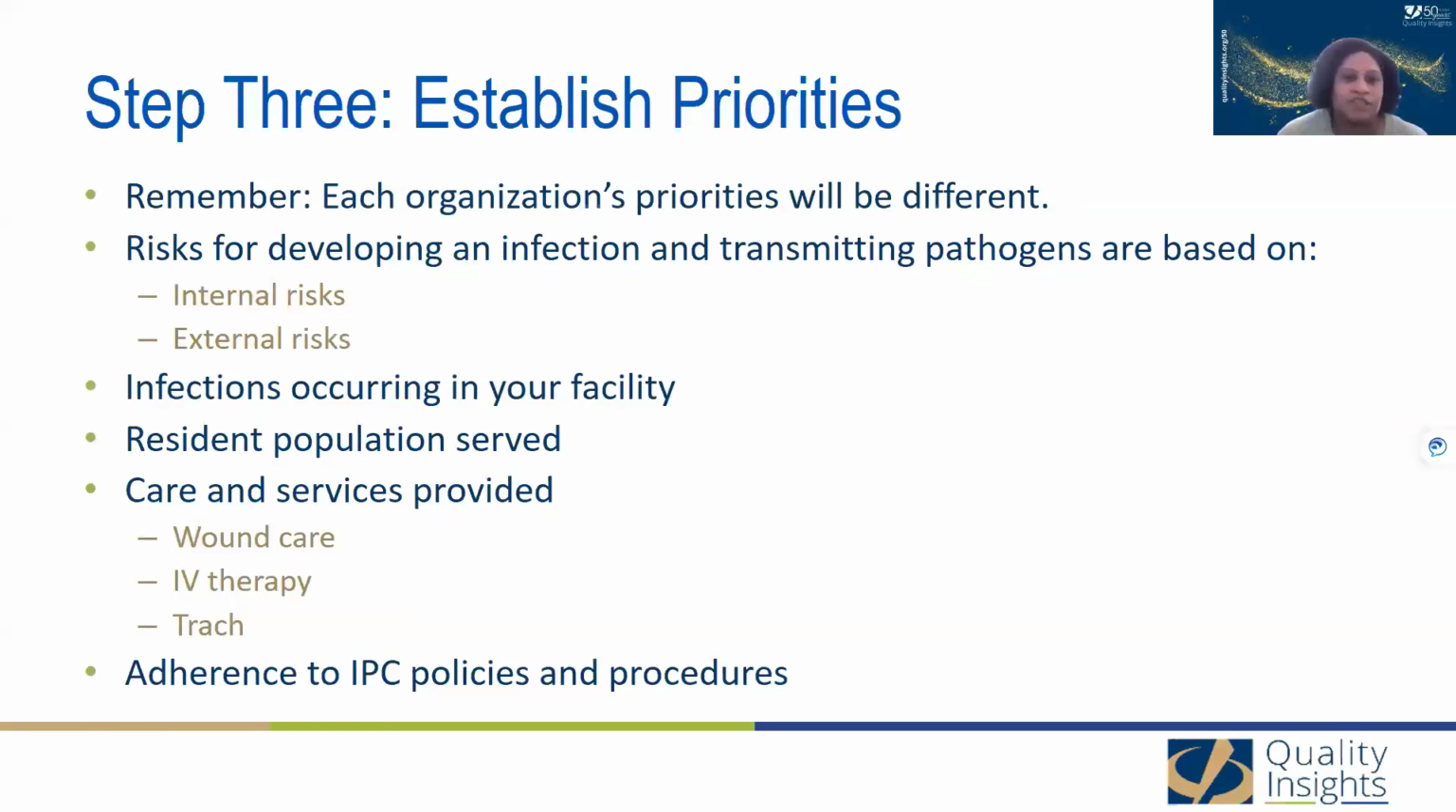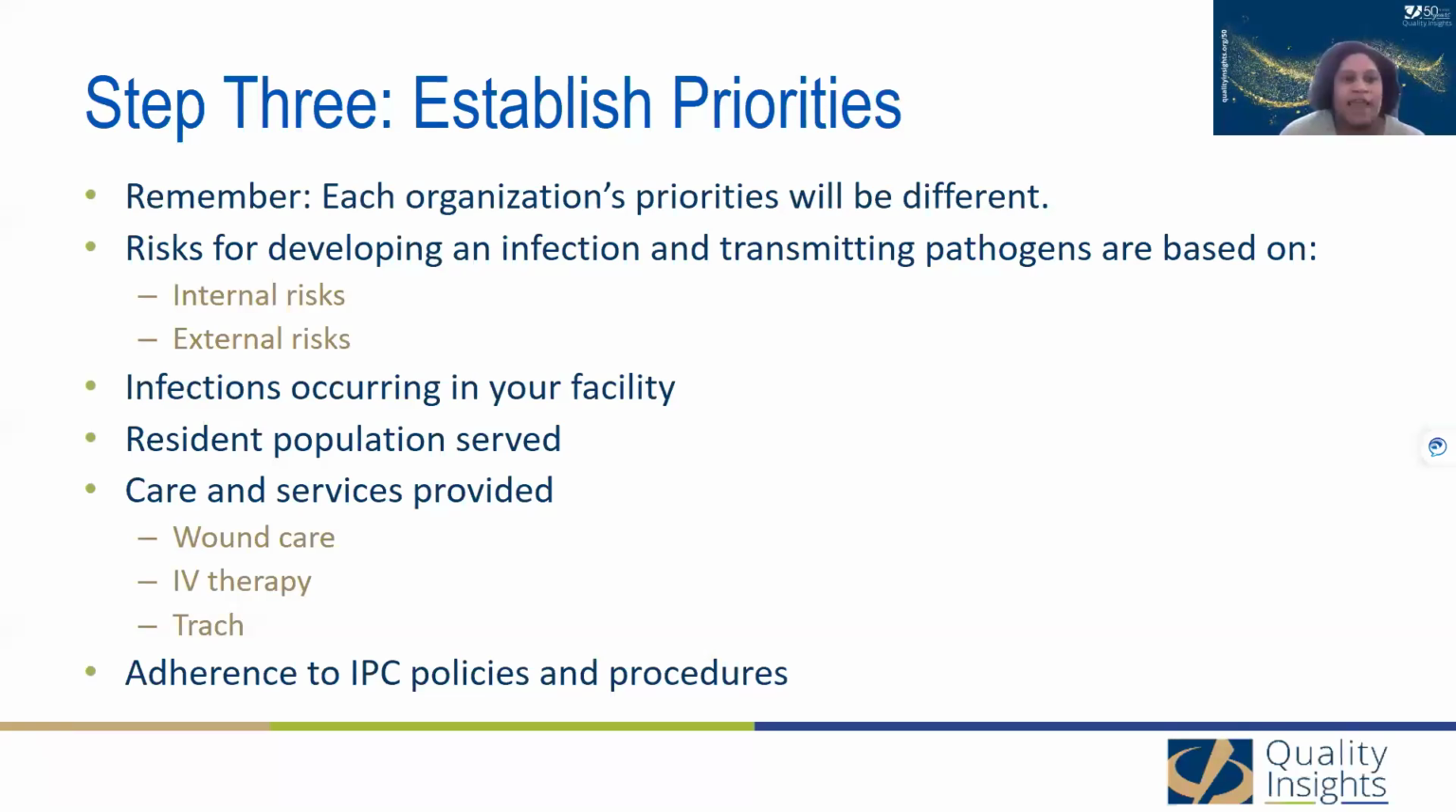Remember, each organization's priorities will be different. You'll take into consideration internal risks, which are things within the facility, and also external risks, which are things that are going on outside in the community. Like I said, if there's any weather, traffic patterns, anything outside of your building that might impact the things that go on within the facility.